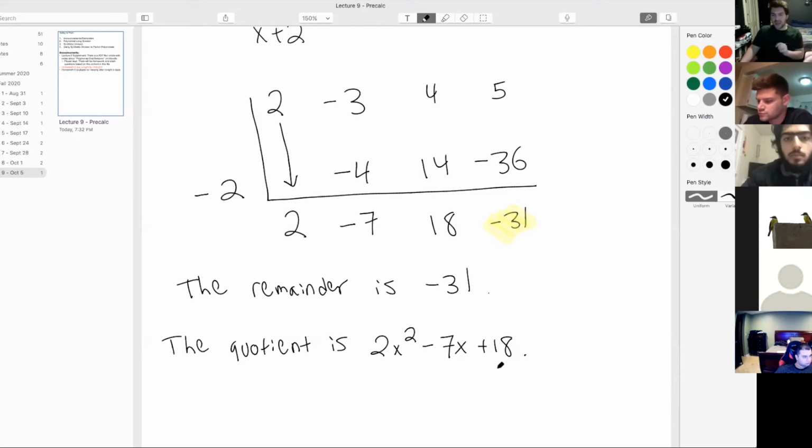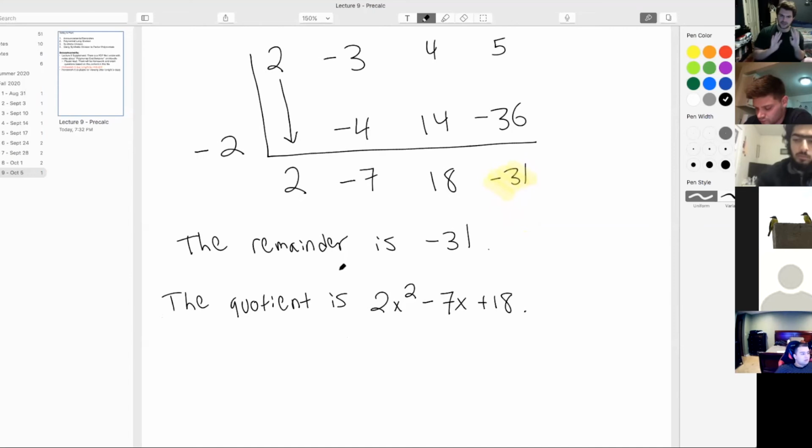Okay, and another way to kind of get at this quotient is to look to the left of the remainder. This will be the constant term, so the plus 18. This will be the coefficient of x, and this will be the coefficient of x squared. You can also look at it that way. You can kind of just travel backwards and see what power you end up with. All right, so you will notice that we got the same answer from when we did this example earlier in class.